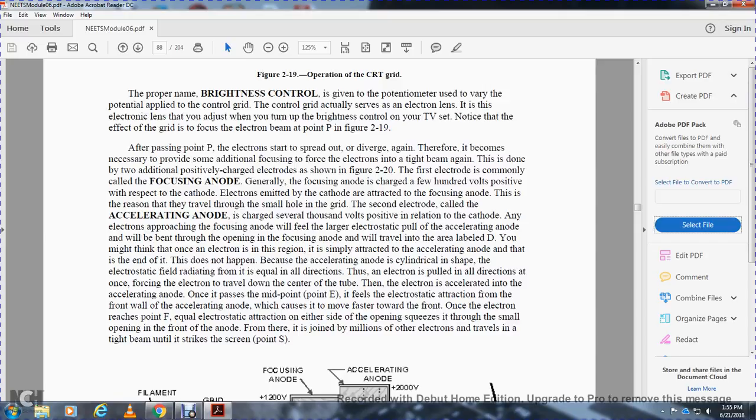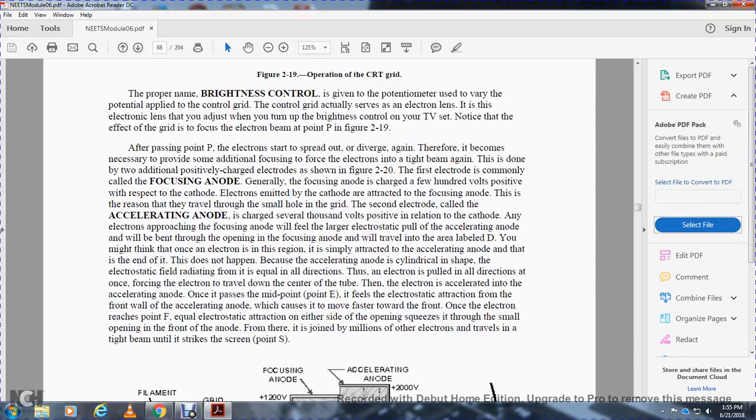the focusing anode, charged to a few hundred volts positive with respect to the cathode. Electrons emitted from the cathode are attracted to the focusing anode. This is the reason they travel through the small hole of the grid. The second electrode is the accelerating anode, with a charge of several thousand volts positive in relation to the cathode, and the electrons approaching the focusing anode will feel a larger pull from the accelerating anode. Electrons passing through the opening in the focusing anode will travel in the area labeled D.